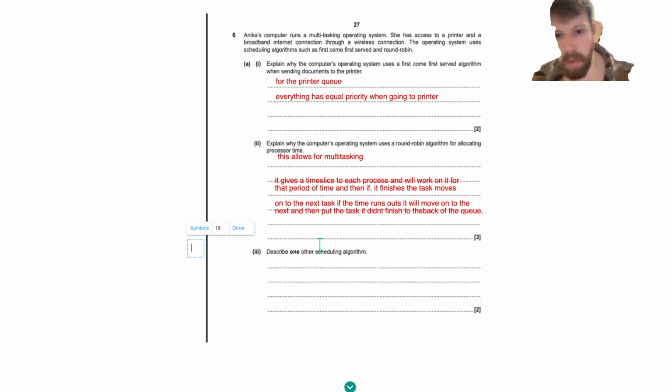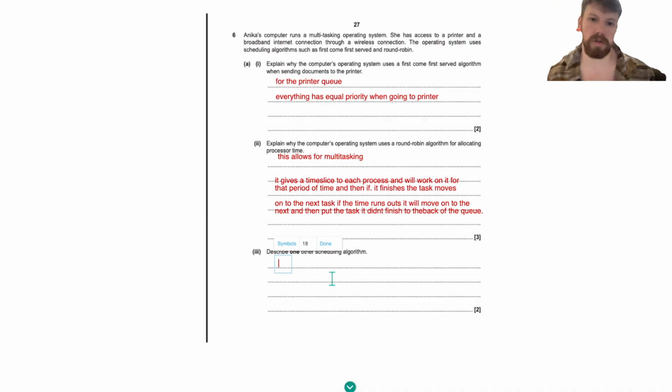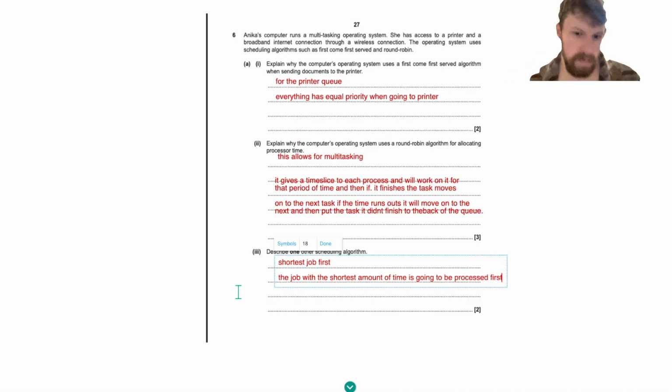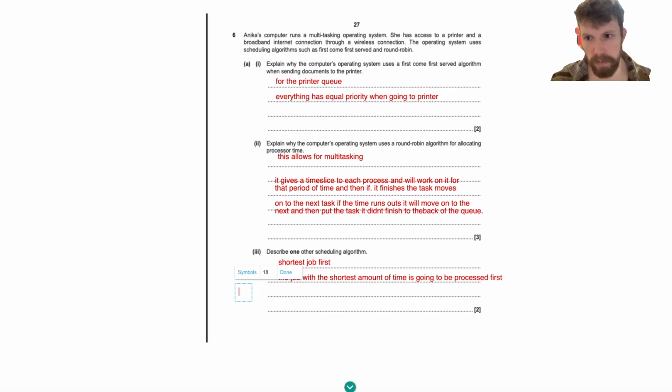Okay, and then it says describe another scheduling algorithm. There are multiple ones you could do. Which ones did it say in there? It said first come first serve and round robin. So we've got shortest job first, which is probably going to be the easiest one. With shortest job first, the job with the shortest amount of time is processed first, which is just a nice easy one. You get a point for that one, a point for that one.